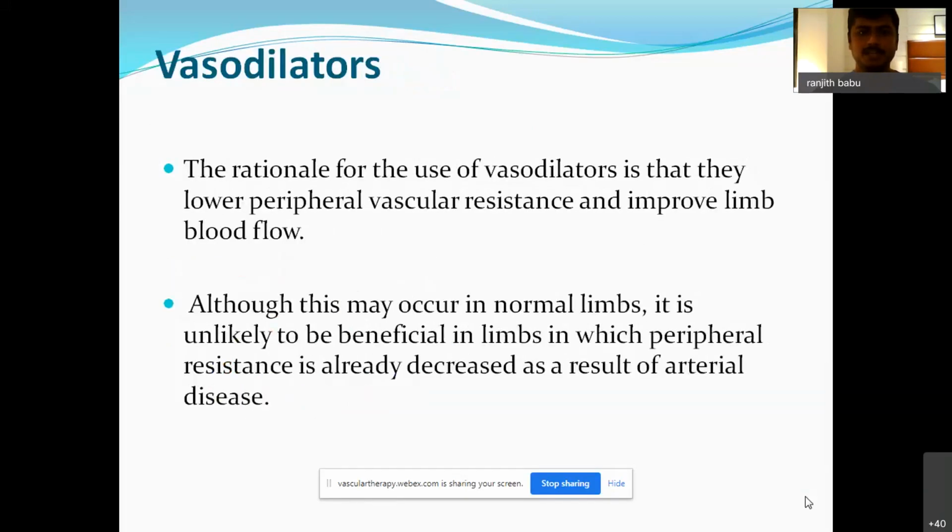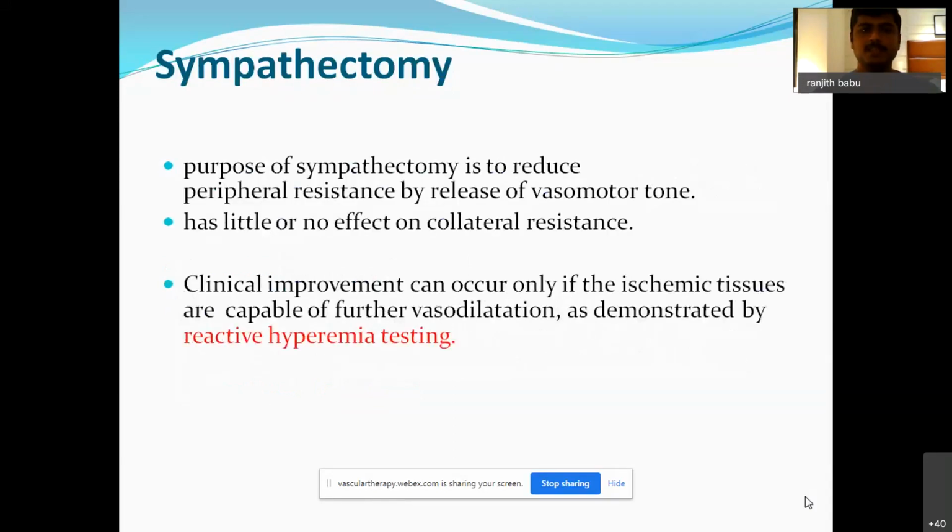The next thing is the vasodilator. A vasodilator will improve the peripheral vascular resistance only in normal patients, but in ischemic patients it won't work because of the exhaustion of peripheral vascular resistance. Next thing is the sympathectomy. The purpose of doing sympathectomy is to reduce the peripheral resistance by releasing the vasomotor tone. It has no effect on the collateral resistance. It clinically improves only patients having an intact vascular resistance system, which is documented by the reactive hyperemia test.